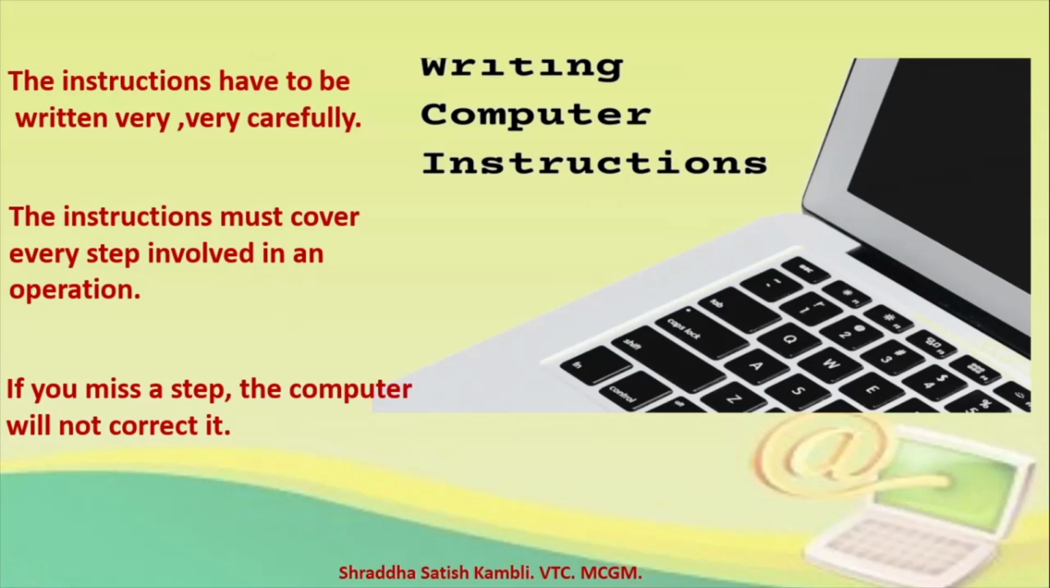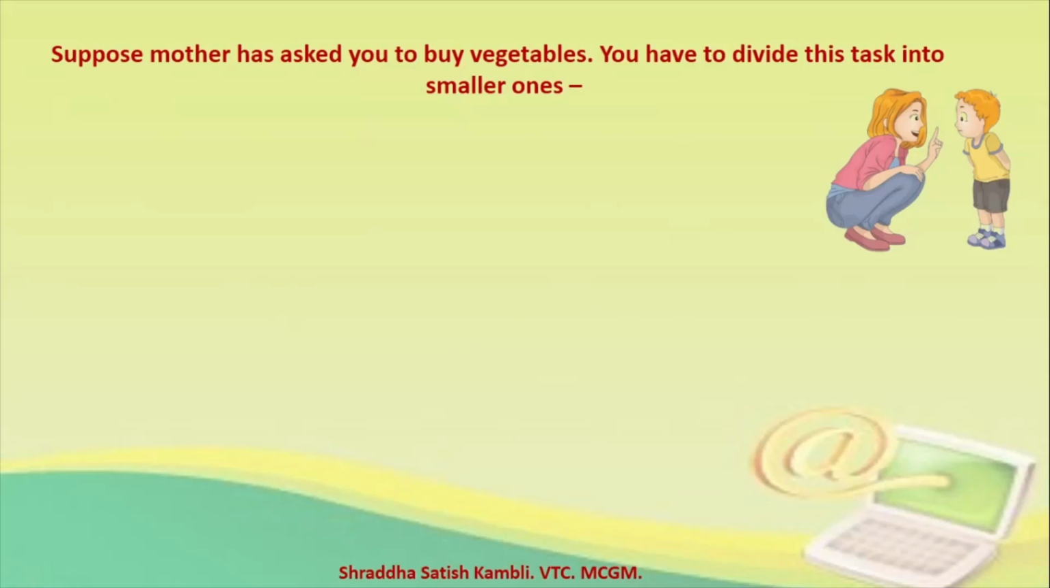To help you understand how instructions are written for the computer, let us take this exercise from your textbook. Suppose your mother has asked you to go and buy vegetables from the market. Here she's telling you to go and get vegetables. You have to divide this task into smaller ones. When your mother tells you to go buy vegetables, you have to break this task up. If you're going to tell this to a computer, you have to break it up. How? First, you will go to the greengrocer's shop. Greengrocer means a vegetable seller.